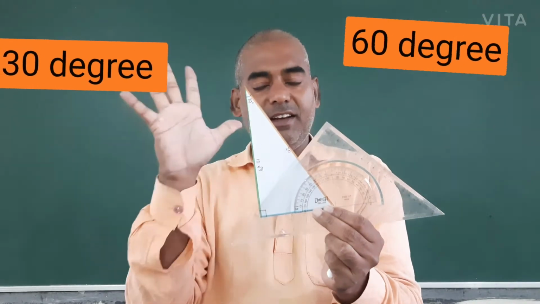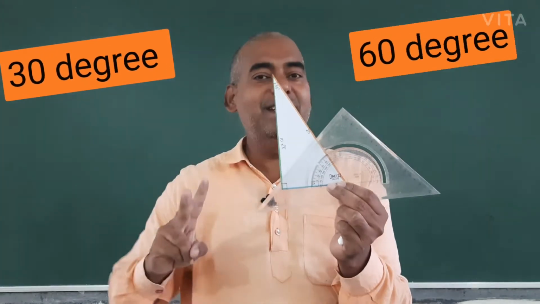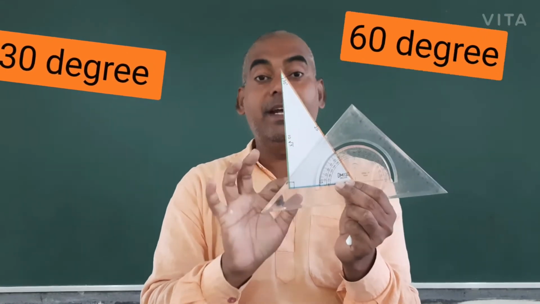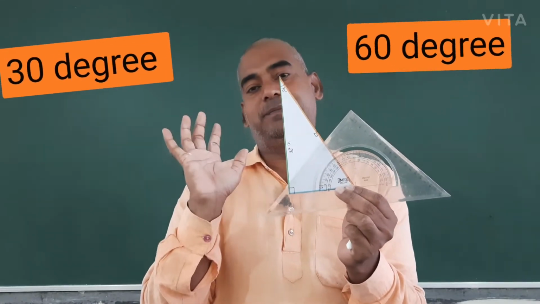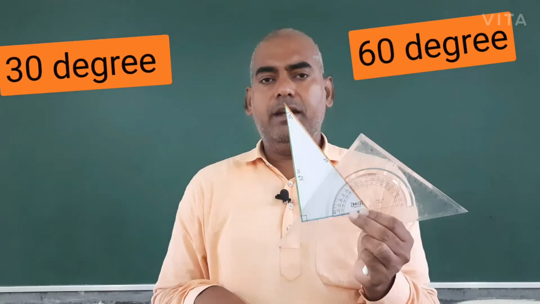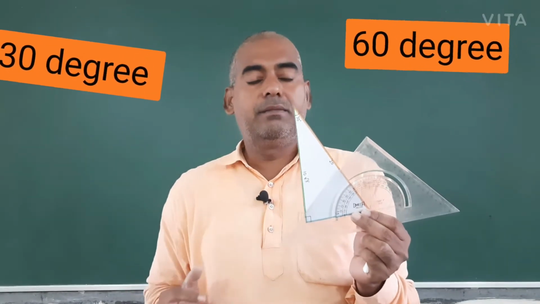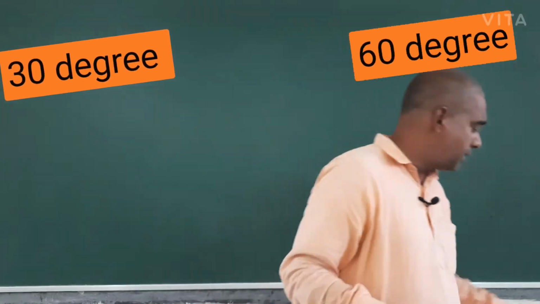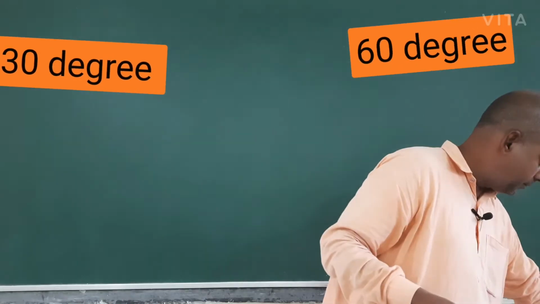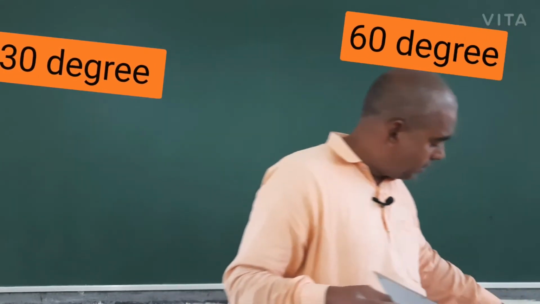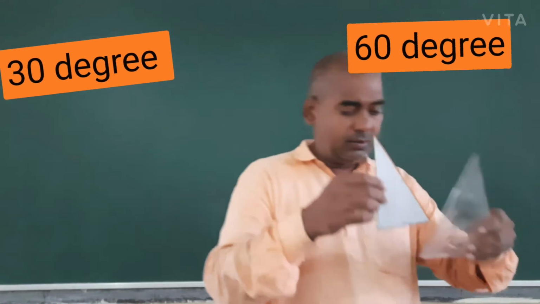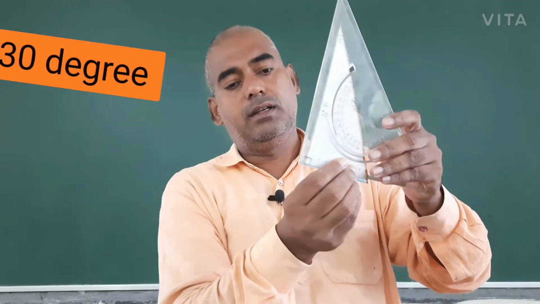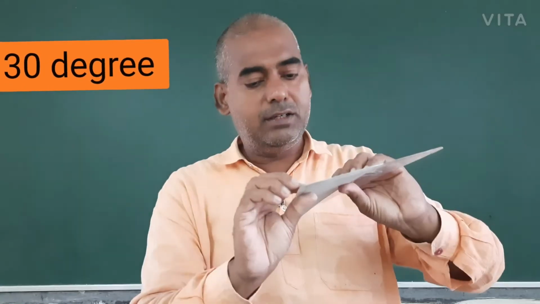So in a triangle, we need to measure only two angles. This is 30, this is 60, so obviously this will be 90 degree. There is no need to measure. And we need to measure at least one side. But we will measure the two sides here. You can measure with the help of this also. So what is the length it holds?